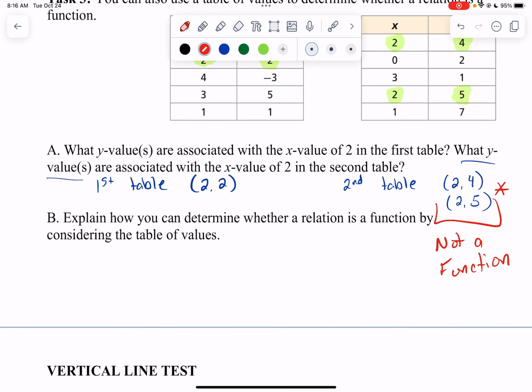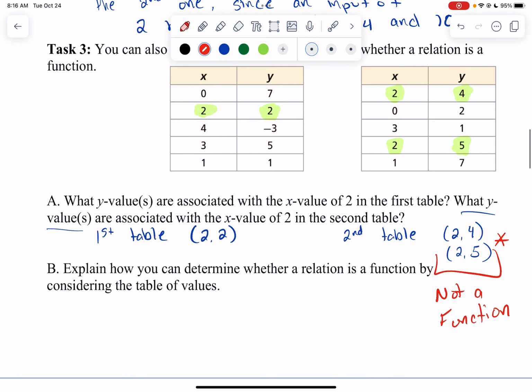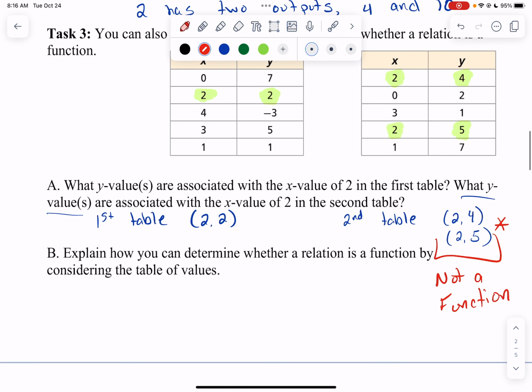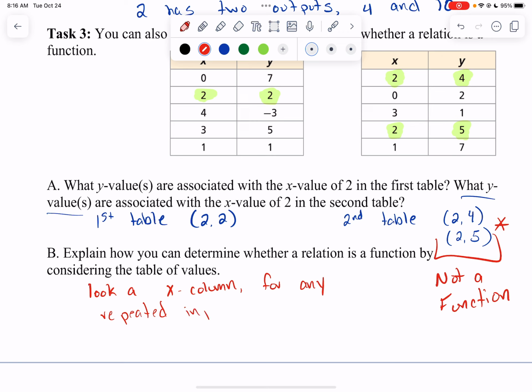So explain how you can determine whether a relation is a function by considering the table values. We want to look at the x values. So we look at the x column for any repeated inputs, to see if they map to different outputs.